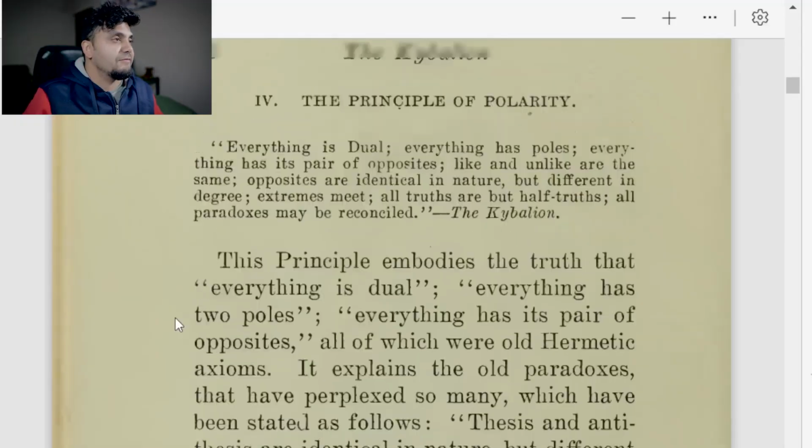So let me take you to my computer screen so we can read out a few lines from the text itself. Then I'm going to elaborate more on how you can utilize this principle into your own journey. Sounds good? Okay, here we go.